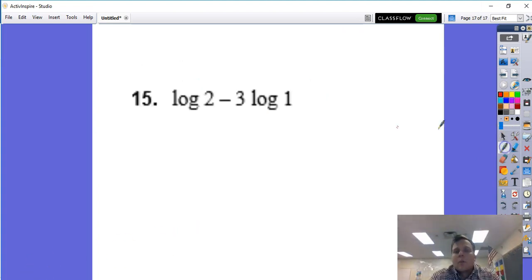Number 15. All right, number 15 says simplify each log expression. Okay? So basically, I just want to use those properties I talked about earlier to make bigger logs become smaller logs. So when you look here, log of 2 minus 3 log of 1. You'll notice that they both have base 10s because I don't see a base, so I can assume the base is 10. Secondly, you notice I have a 3 multiplying to the log. That means I can move this 3 inside to being in a power position. Alright, so log of 2 minus log of 1 to the third.